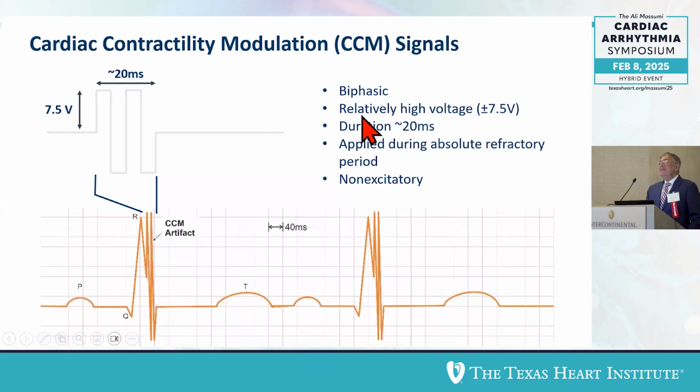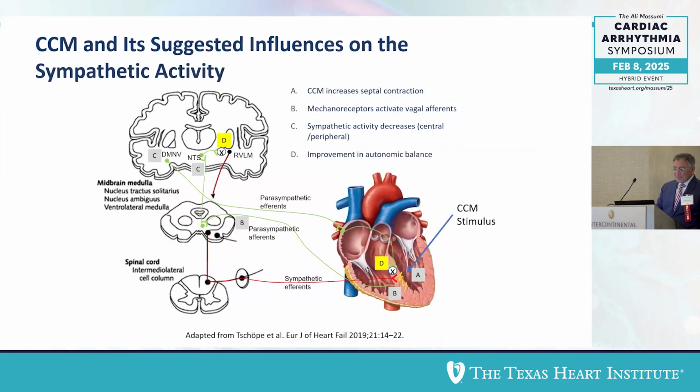It happens at the absolute refractory period of the ventricle, right after the QRS, about 30 milliseconds after the peak of the QRS is delivered. So there is no way that it can depolarize the heart. So it's a non-depolarizing, non-stimulating, non-excitatory impulse that is delivered through that time, and duration is 20 milliseconds. As I said, it's 400 times more than a regular pacemaker.